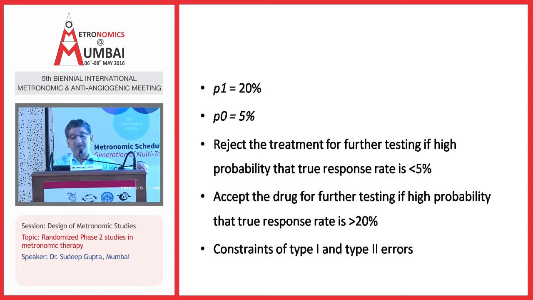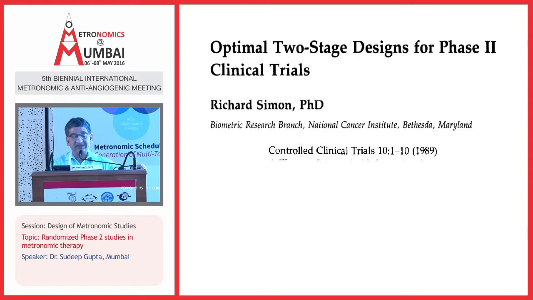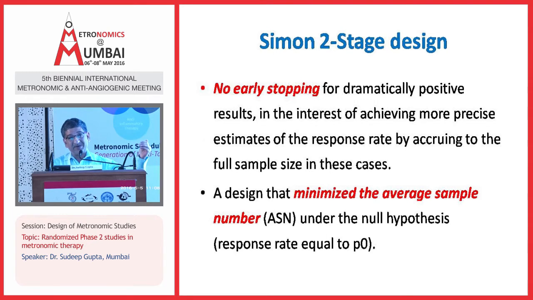Reject the treatment if there is a high probability that the true response rate is less than 5%, and go on to the next stage if the true response rate is more than 20%, but unlike Gehan, constrained within type 1 and type 2 errors. And Richard Simon from NCI or NIH actually further optimized the Fleming design, and he suggested that there should be no early stopping for dramatic improvement in the outcome, because you want to accrue a larger sample size and have a tighter confidence interval. So this Simon optimal two-stage design is one of the most frequently used and has been the classic single arm phase 2 design.